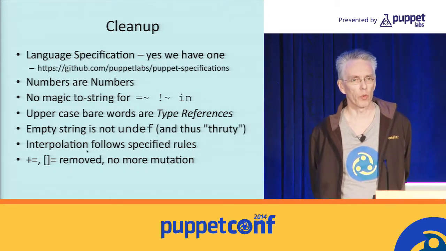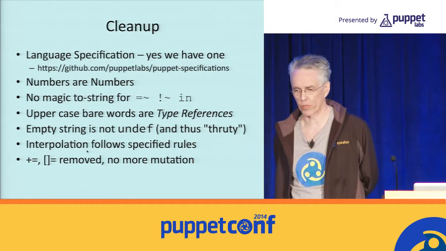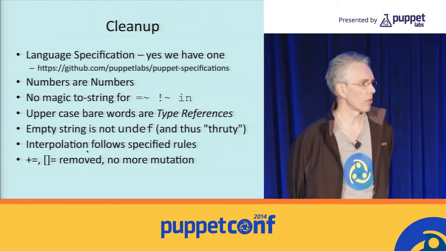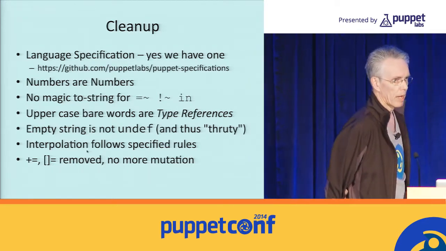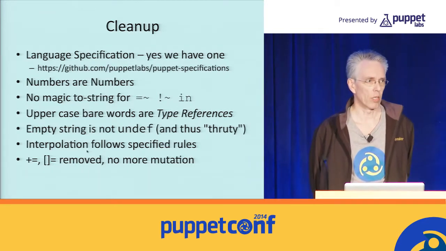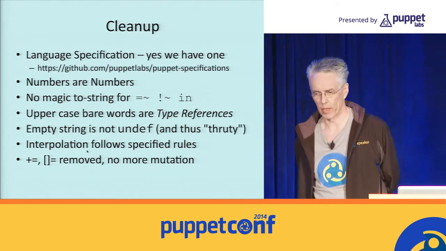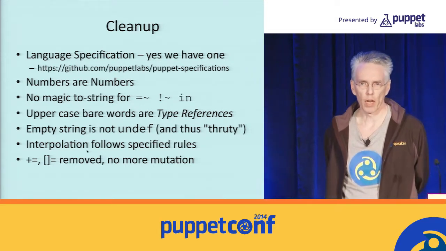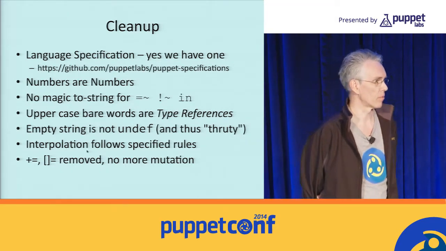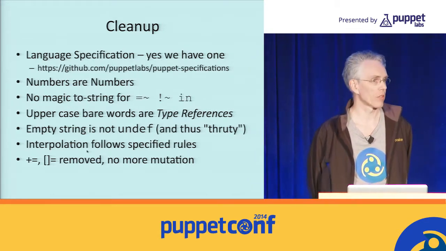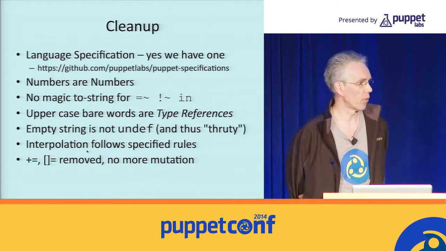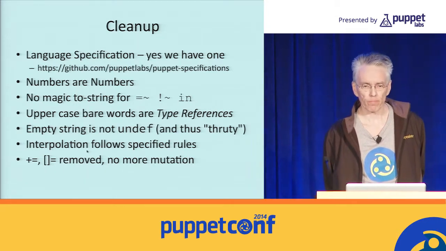We've also gone through interpolation, and interpolation had lots of funny behaviors when you wanted to interpolate something that was more complicated than just the name of a variable. Because you could in Puppet 3 and earlier also interpolate other expressions, but sometimes it just didn't do what you expected it to do. Now there's a clear specification of what you can do and how to do it.